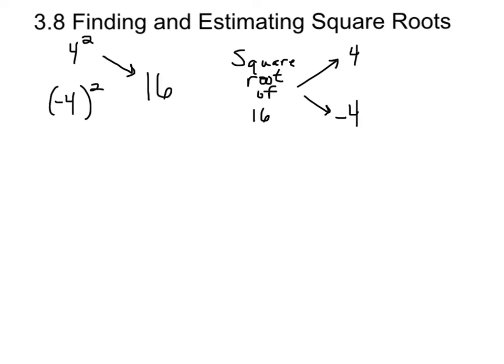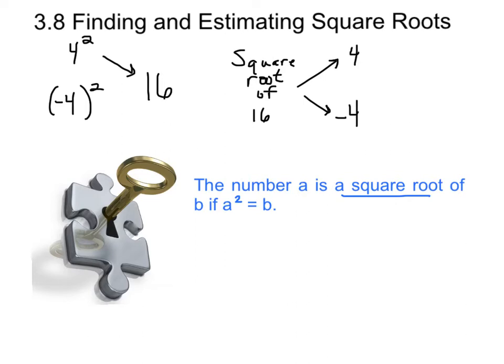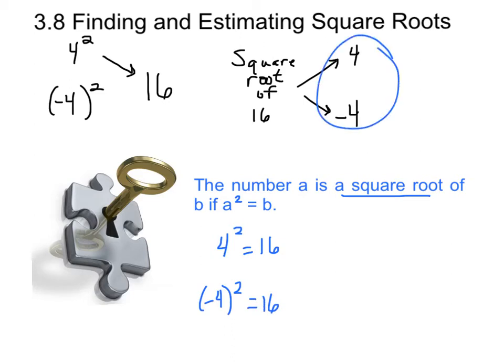So here's your key concept. The number a is a square root of b if a squared equals b. So because we know that 4 squared equals 16 and negative 4 squared equals 16, we then know that 4 and negative 4 are square roots of 16. Something else you already know is that that symbol is called the radical symbol. That indicates a square root.